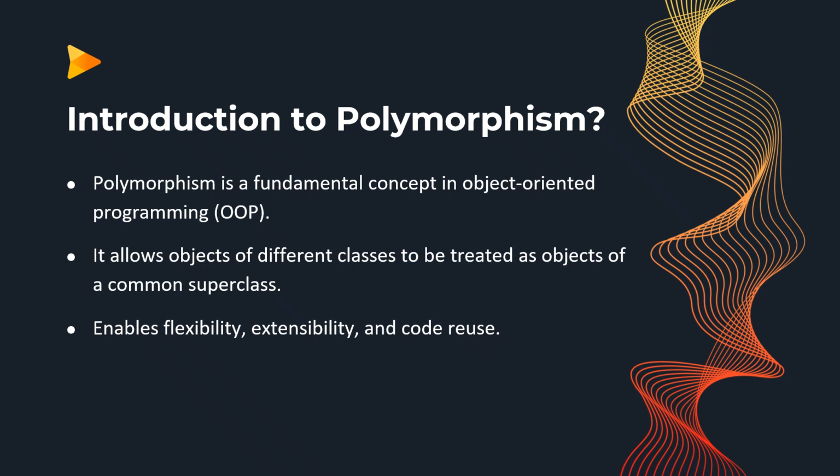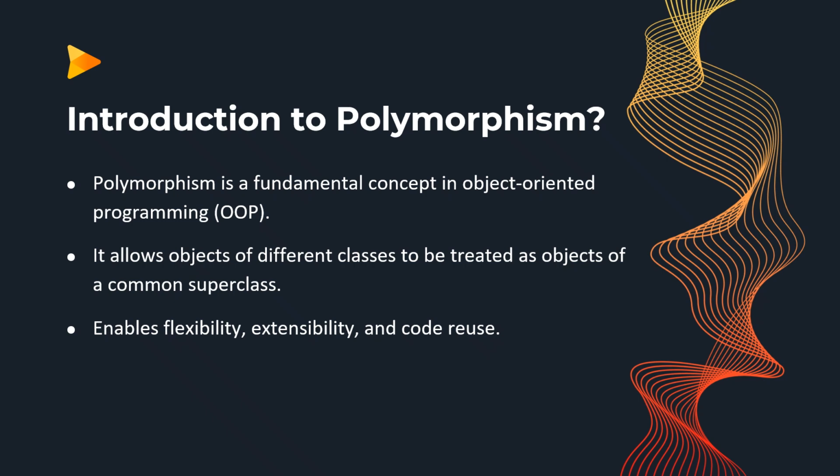So what is polymorphism? As we can see in this word, polymorphism, poly means many and morph means forms. So it can be stated that it has many forms. But what has many forms? We are going to see that. Polymorphism is a fundamental concept in object oriented programming. It allows objects of different classes to be treated as objects of a common superclass. Okay, so it enables flexibility, extensibility and code reuse.